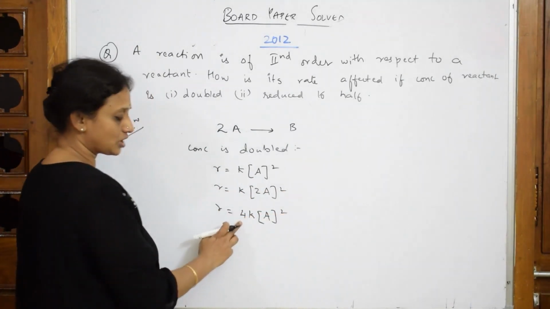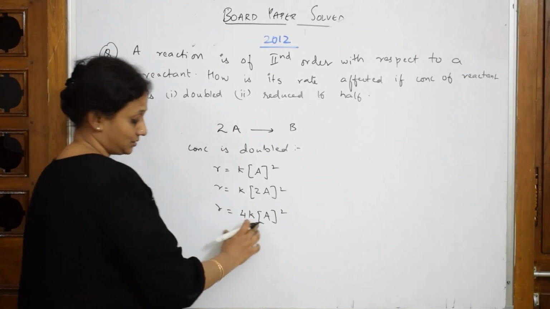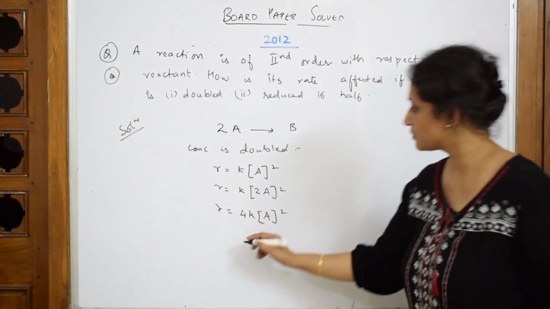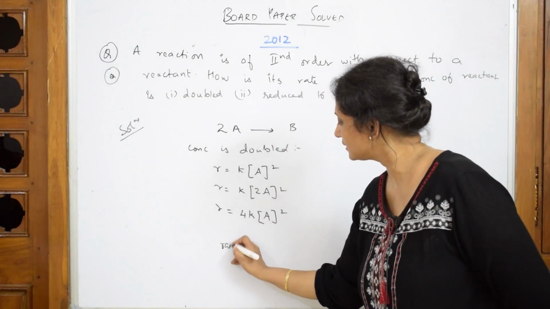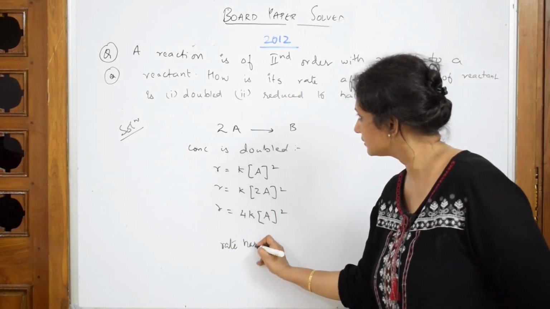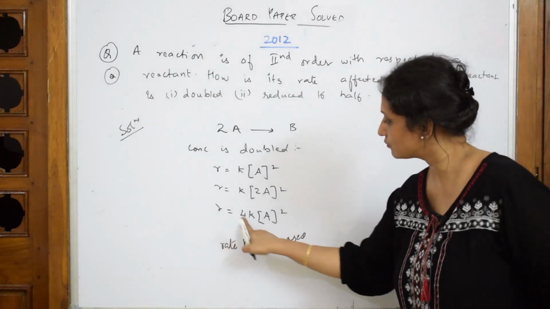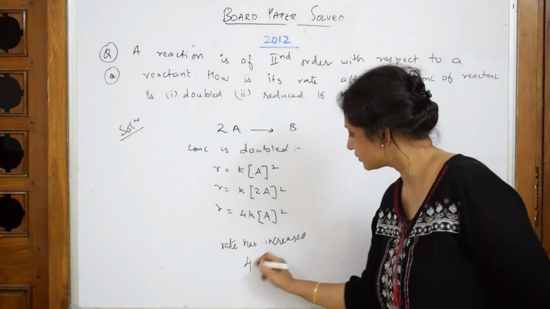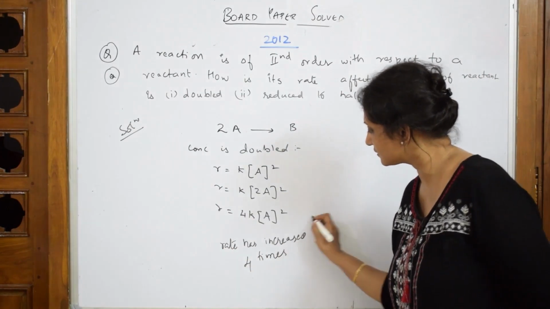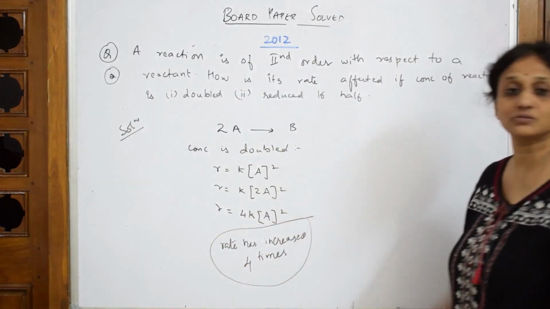A raised to the power of 2. So how many times did the rate increase? The rate has become 4 times. No? Rate has increased 4 times. Look here, 4K, increased 4 times. You are supposed to write this in words like this. This is what the examiner expects you to write.